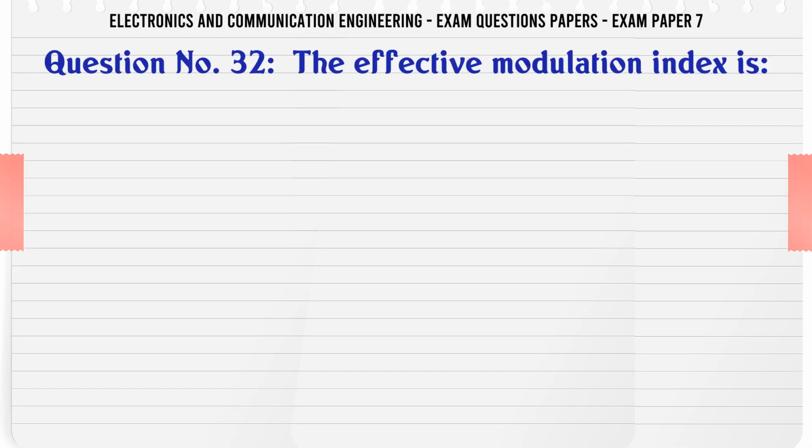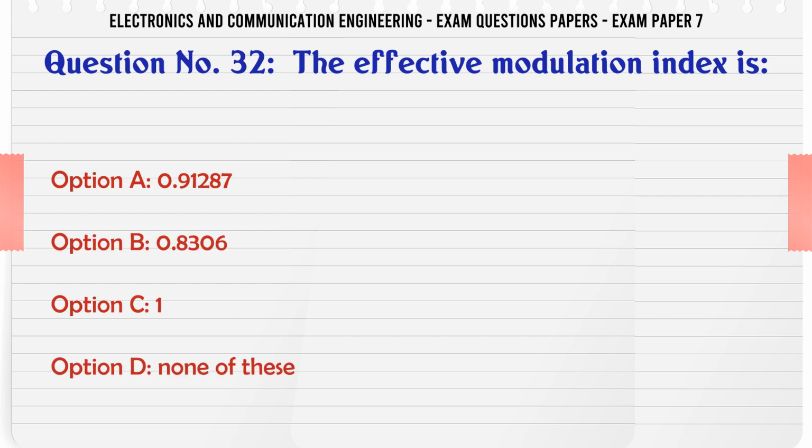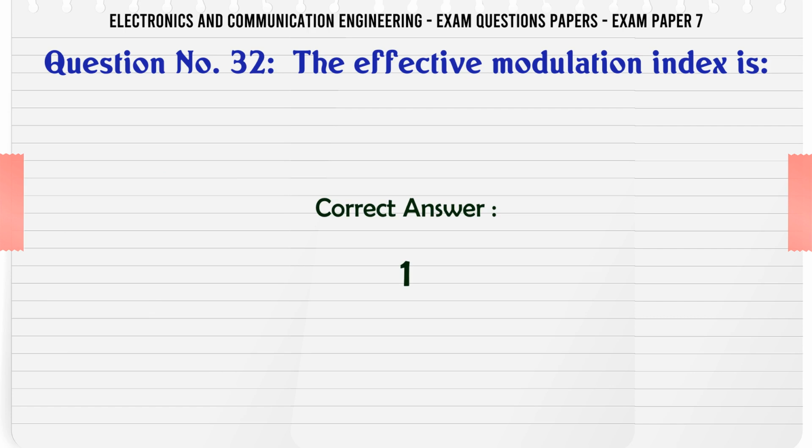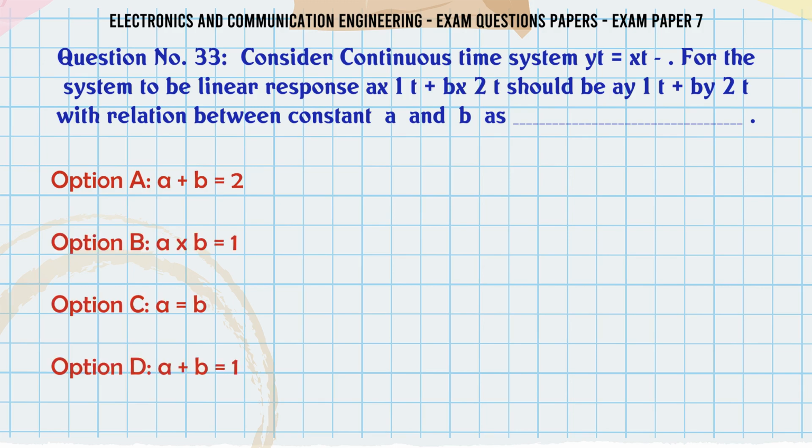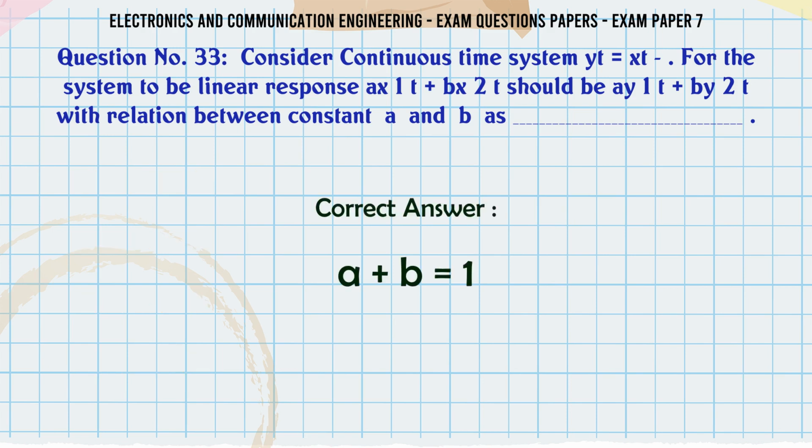The effective modulation index is: A, 0.91287; B, 0.8306; C, 1; D, none of these. The correct answer is 1. Consider the continuous time system y(t) = x(t). For the system to be linear, the response to a·x1(t) + b·x2(t) should be a·y1(t) + b·y2(t), with the relation between constants a and b as: A, a+b=2; B, a+b=1; C, a=b; D, a+b=1. The correct answer is a+b=1.